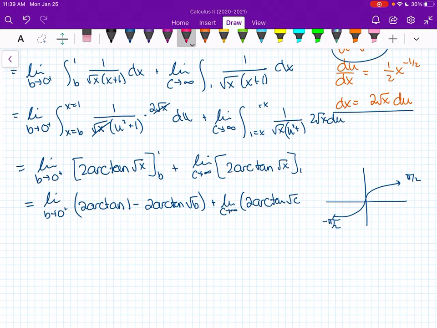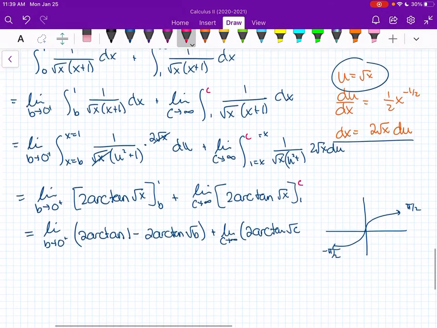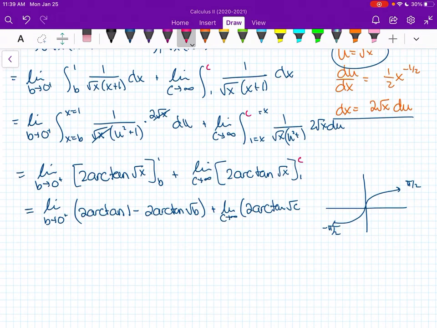I wrote infinity. These should be c's. Dang it. Okay, typo. I'm doing it in a different color so you can see what my typo is. And there's my typo. So arctan of c minus 2 arctan of 1. So which angle has a tangent of 1? That would be pi over 4.